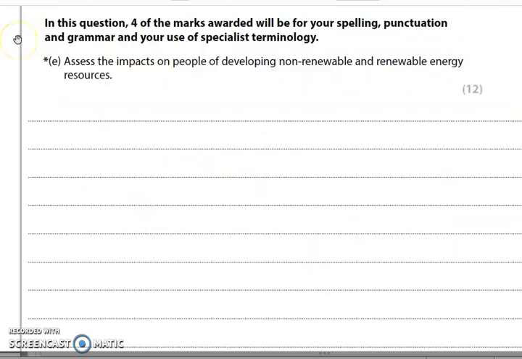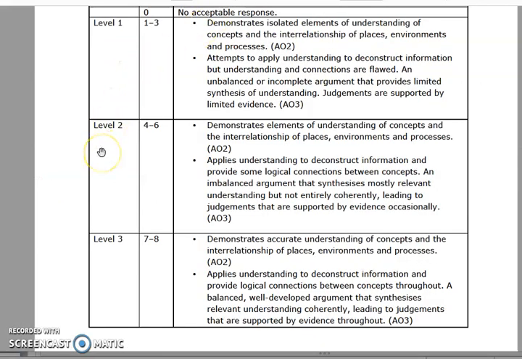So we come on to the final part of question 4, and this is the 8 marker, but also has 4 marks given for spelling, punctuation and use of specialist terminology. Now it's very important to remember that these are not point marked as we saw before. These are what we call level marked, and it's important you recognize that so you can put that into your answer. And what you need to do to get the higher levels here is demonstrate an understanding of the different concepts and relationships in geography.